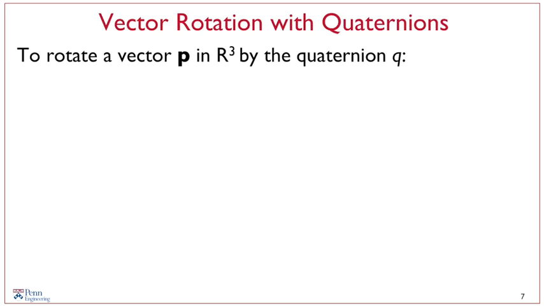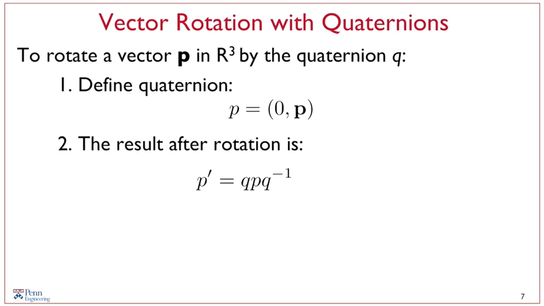How do we actually use these quaternions? Suppose we want to rotate a vector p in R3 by the quaternion q. To do this, we first turn the vector p into a quaternion that has 0 as a constant component and p as a vector component. To perform the rotation, we pre-multiply by q and post-multiply by q inverse. The resulting quaternion will still have 0 as its constant component. The vector component is the vector that results after rotating p. Here, we are taking the quaternion product.